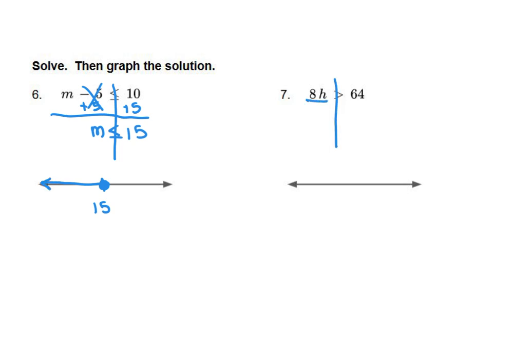For 7, we undo 8 times h, so we divide by 8. 8 over 8 is 1, so we have h is greater than 8. It's not equal to, it's just greater than, so the circle is open, and it's all numbers to the right.